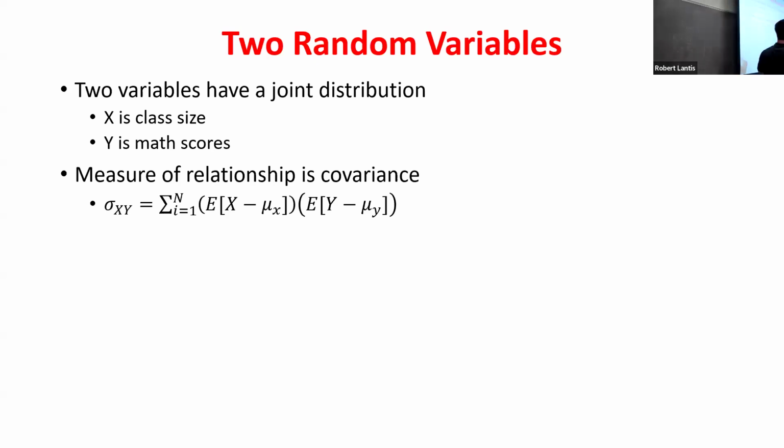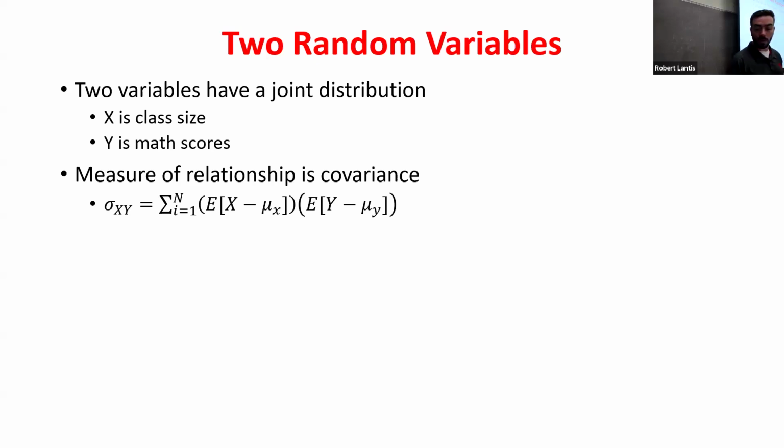Okay? So we would do this for every single observation and then add them all up. That's going to tell us, across every single observation, do these two variables tend to be on the same side of the mean or on different sides of the mean? If they tend to be on the same side, we're going to get a positive covariance. If they tend to be on different sides, we're going to get a negative covariance.